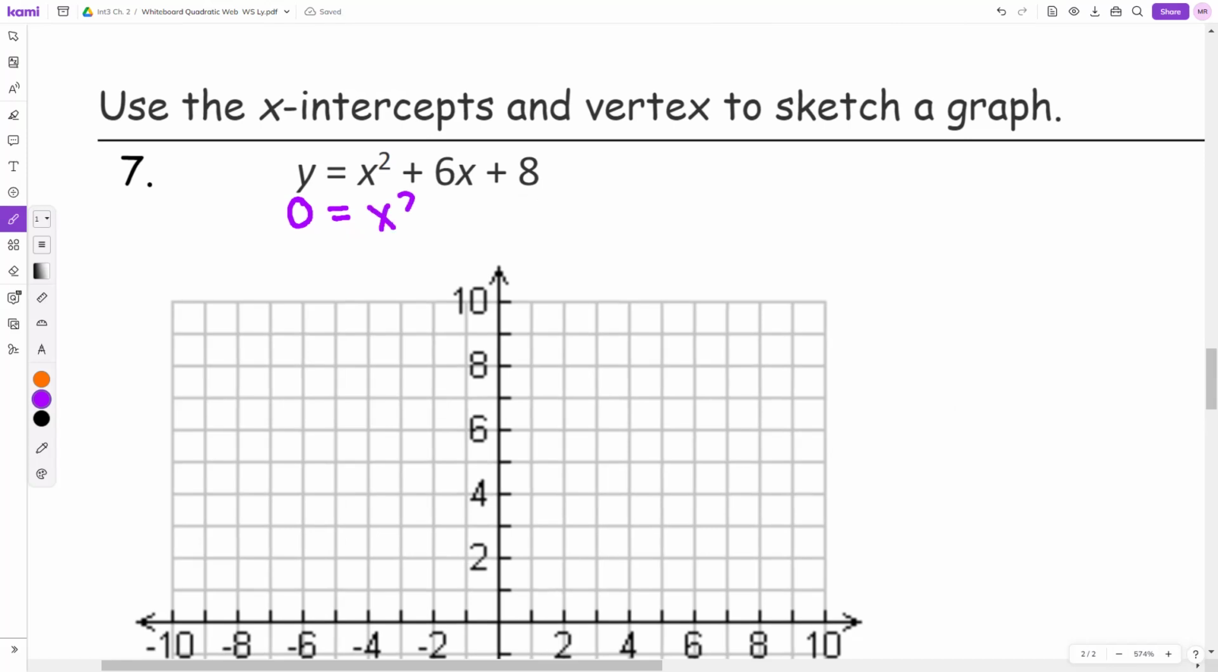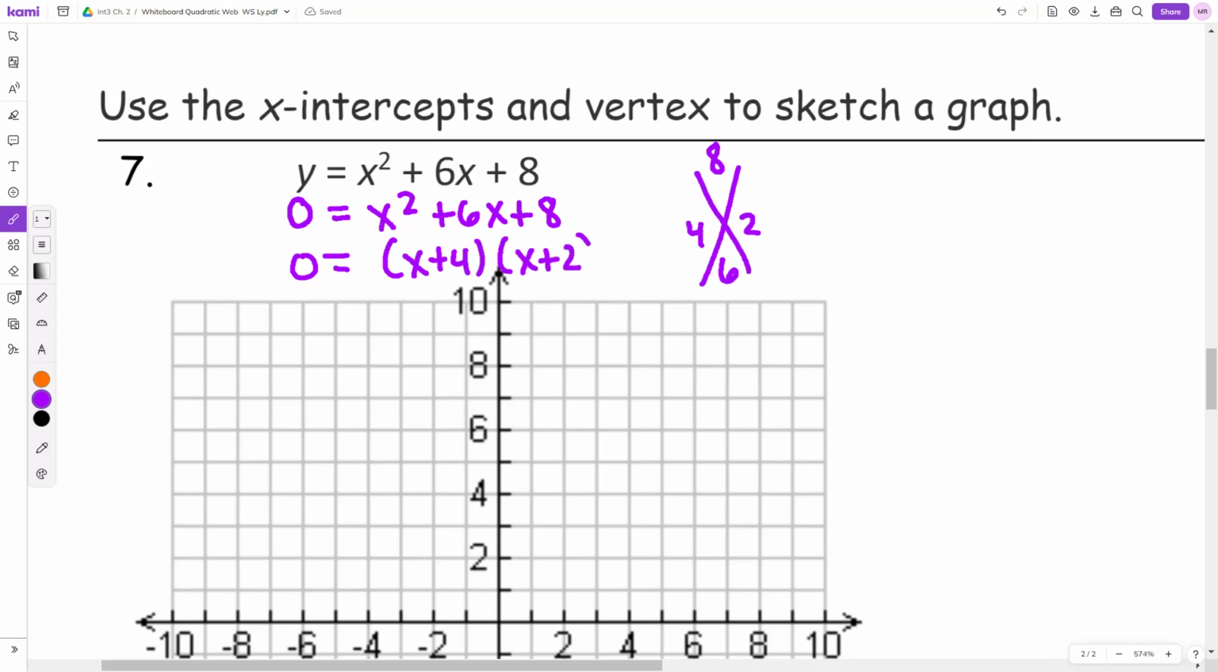So I am going to take x squared plus 6x plus 8, set it equal to 0, and then we're going to factor, which is what we were working on at the beginning of the school year. I really want to figure out what multiplies to 8 and adds to 6. That would be a 4 and a 2. So I am going to get as my factors (x + 4)(x + 2). Now we want to see what makes each of these parentheses 0. So I'm going to get x = -4 and x = -2.